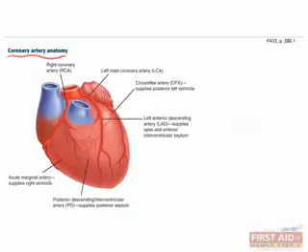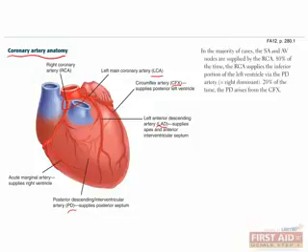The coronary arteries originate from the base of the aorta. The two main arteries are the left and right coronaries, and they branch into four important arteries that you should know and that are listed here: the left main coronary artery, the circumflex artery, the left anterior descending artery, and the posterior descending artery.